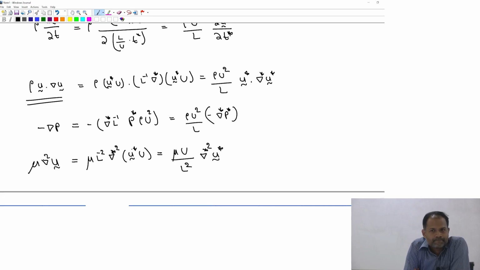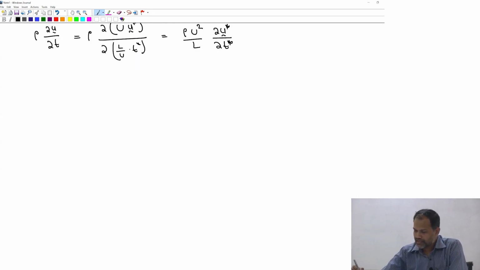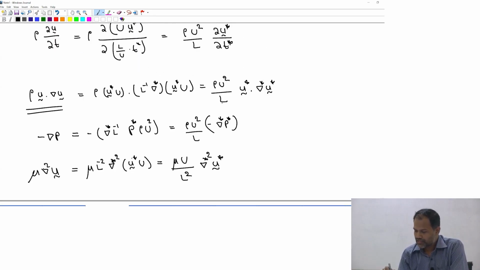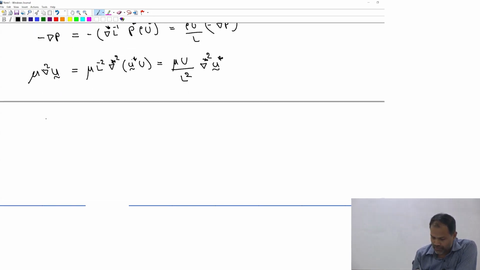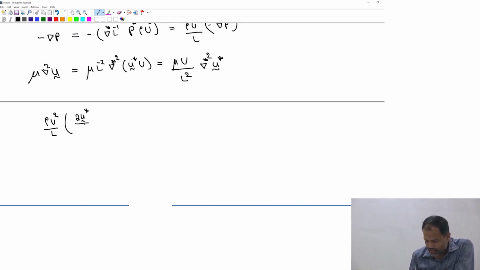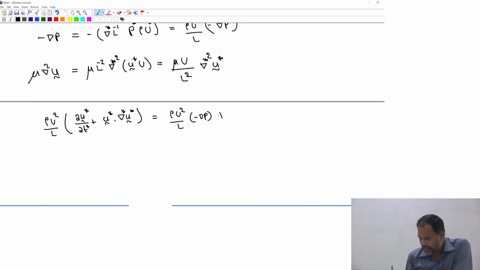Let's go back and substitute in the equation now. So let's look at the terms. The unsteady term was rho u square by L into this quantity. This is also rho u square by L into the same thing, minus grad P, very similar, and this is the only term that's different. So we have rho u square by L into dou u star by dou T star plus u star dot grad u star is equal to rho u square by L into minus grad P plus mu u by L square into del star square u star.